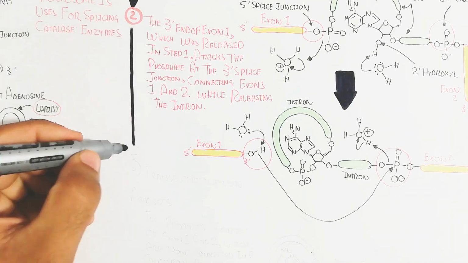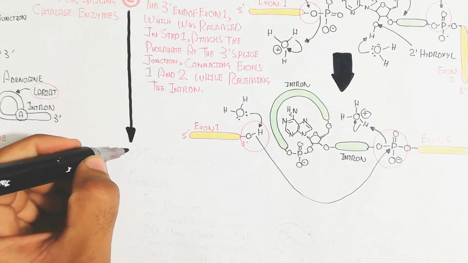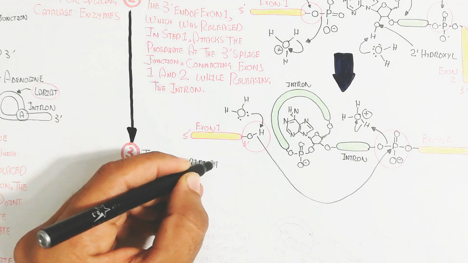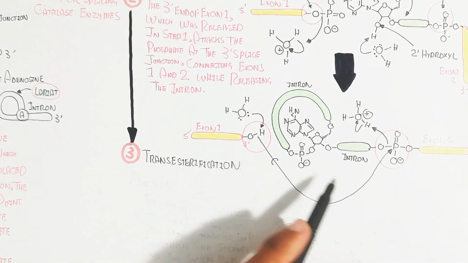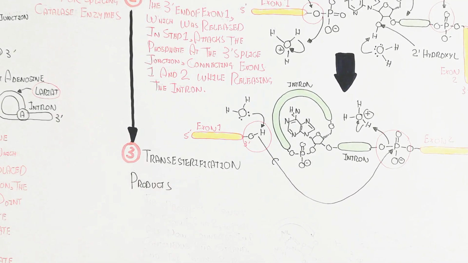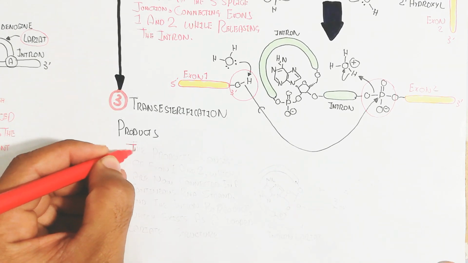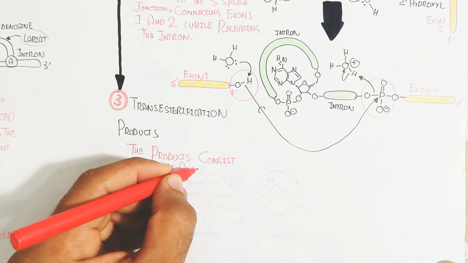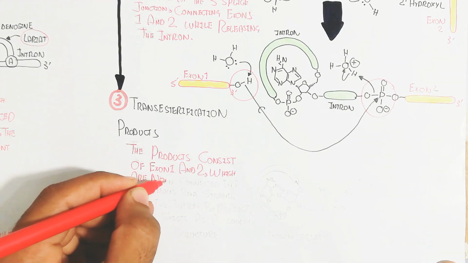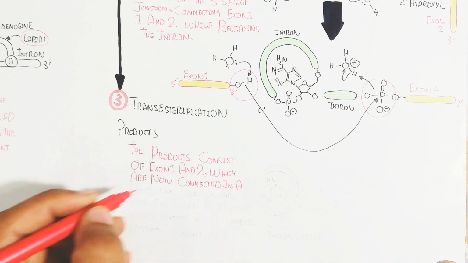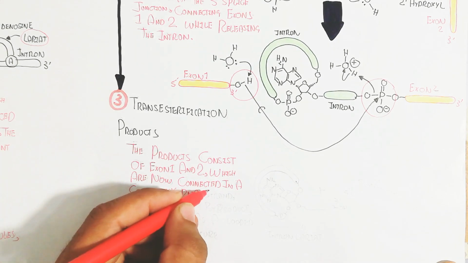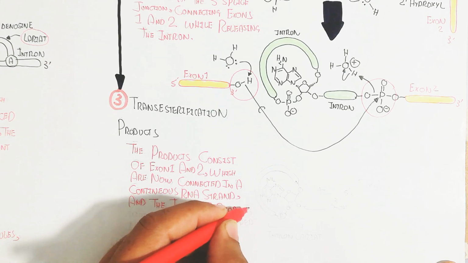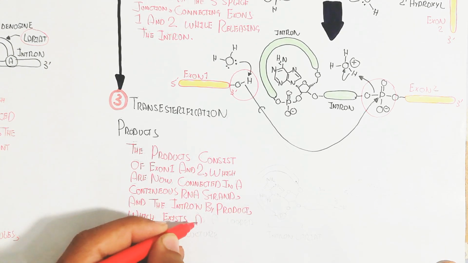So after this releasing of the intron, basically the 3 prime end attacks the 5 prime side of the phosphate group, joining exon 1 and exon 2 to each other, which is known as the transesterification. This transesterification will lead to products. The products consist of exon 1 and 2, which are now connected in a continuous RNA strand, and the intron byproduct, which exists as a looped lariat structure.